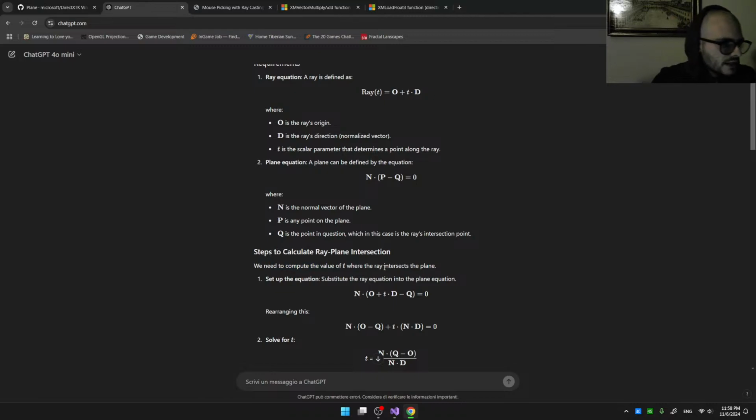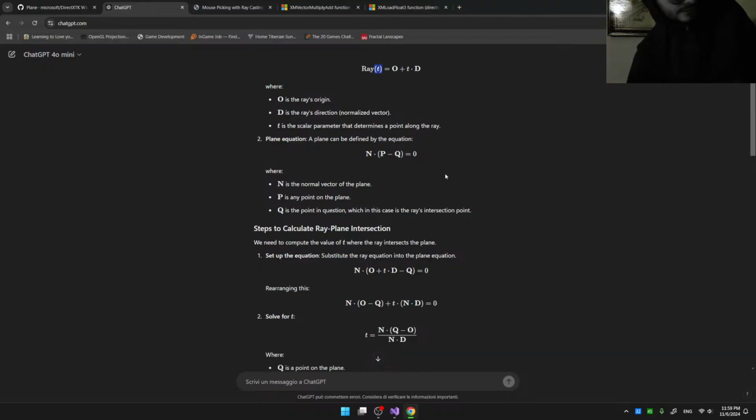We have our equation that defines all the points on the ray, and we have this equation that tells us whether or not a point is on the plane. We plug our expression for the set of points on the line in here, and then we solve for t.